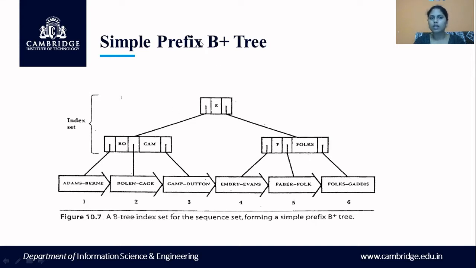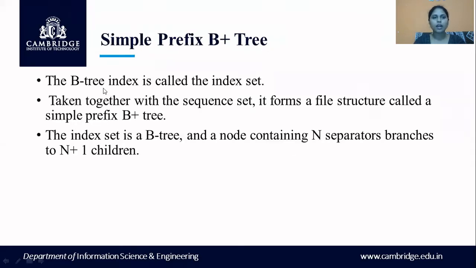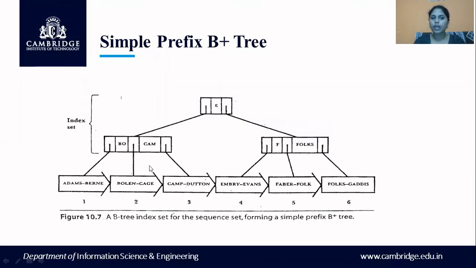Now, what is the concept of a simple prefix B plus tree? You can see here that a B tree index is called an index set. What is a B tree index? We have studied how to create an index for our sequence set. That index we have arranged in the form of a tree. So this index is called an index set.